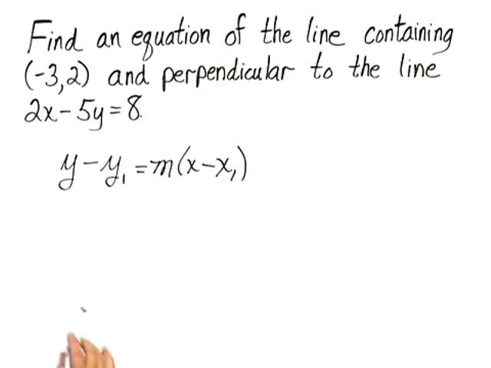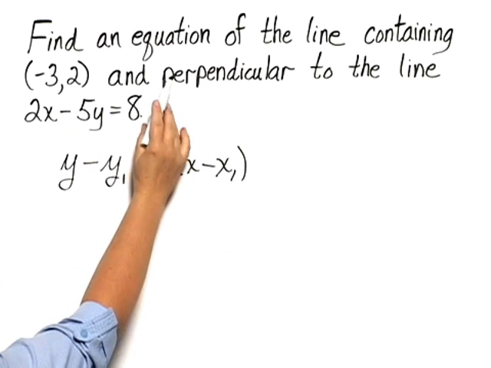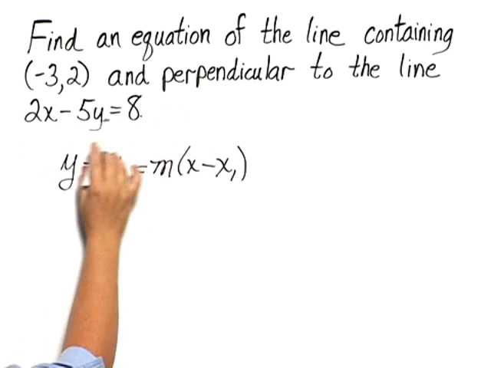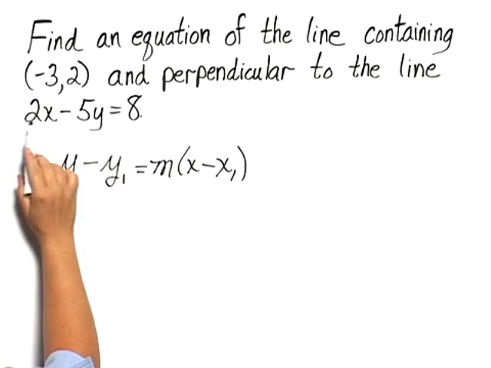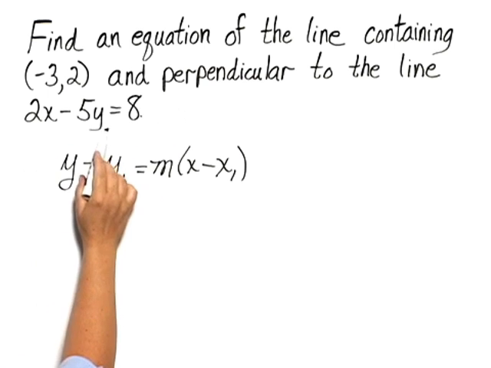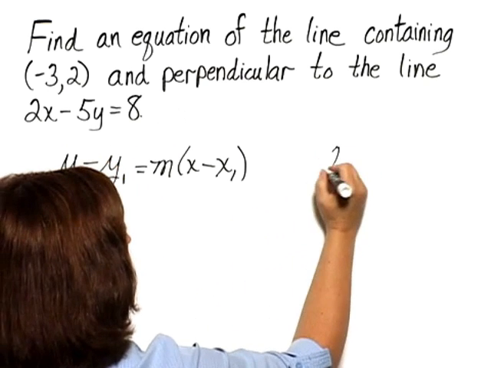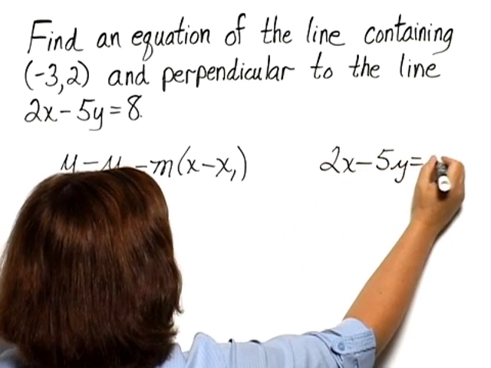Now, directly, we're not given the slope of the line, but we're given a piece of information that we can use to find that slope. And that is that the equation we're looking for is perpendicular to the line 2x - 5y = 8. So we'll begin by finding the slope of this line, and then we'll calculate what the slope must be of a perpendicular line. So we have 2x - 5y = 8.